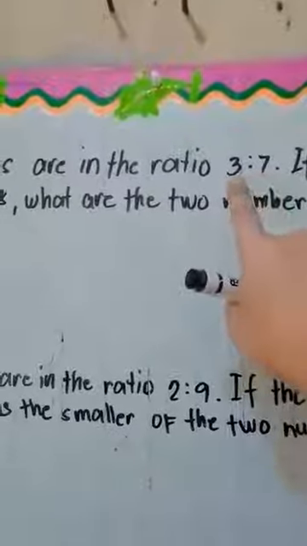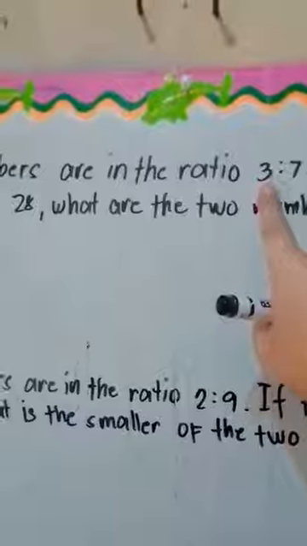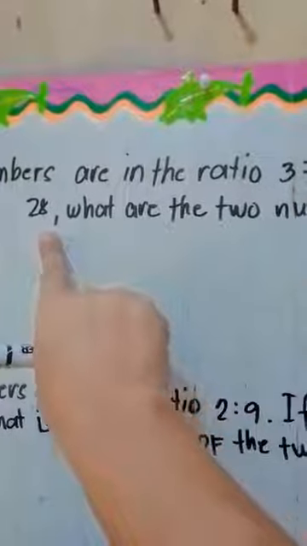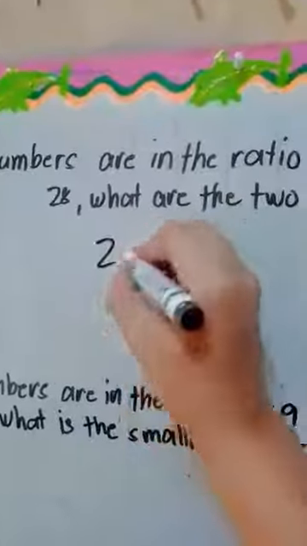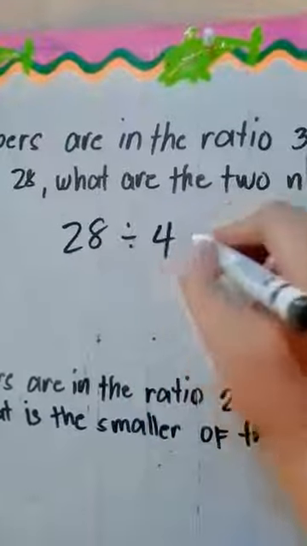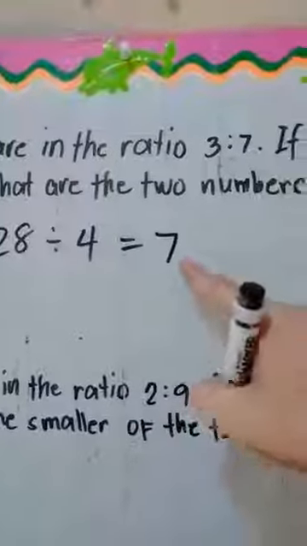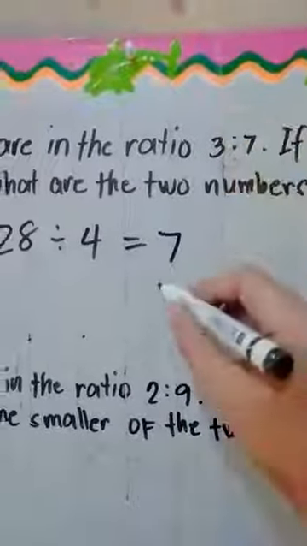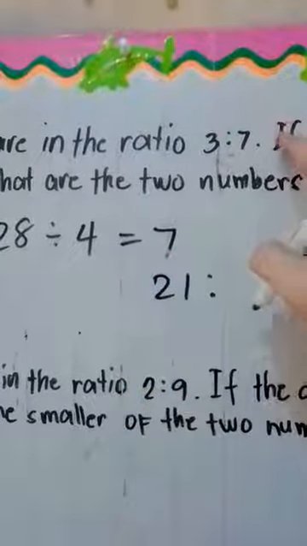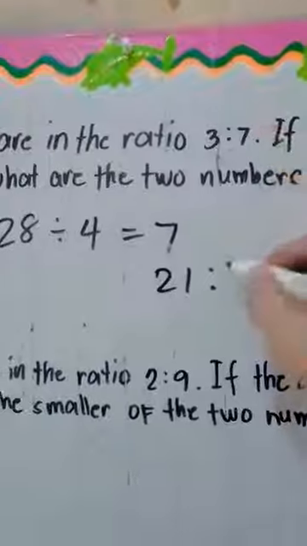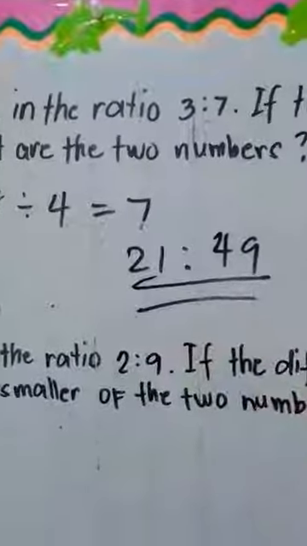7 minus 3 equals 4. So, the next step is 28 divided by the difference 4. 28 divided by 4 equals 7. Then 7 multiplied by 3 equals 21. Then 7 multiplied by 7 equals 49. These are the two numbers.